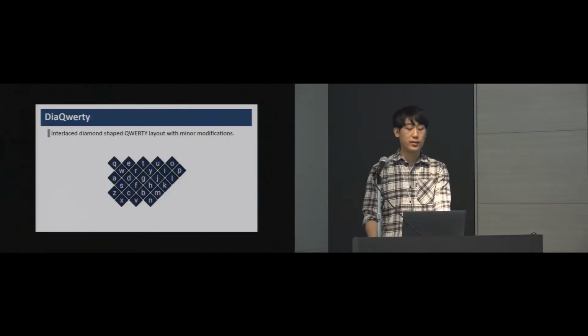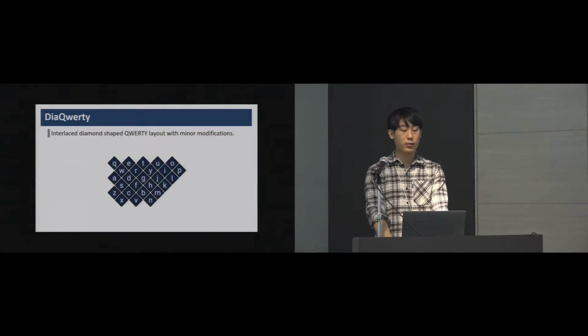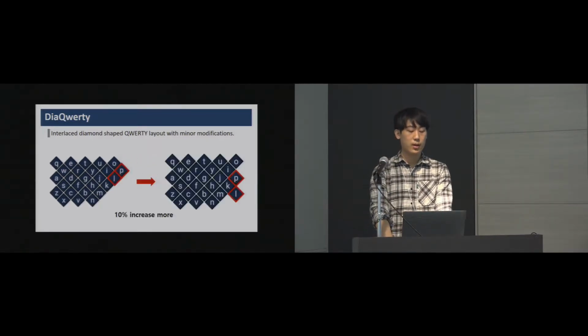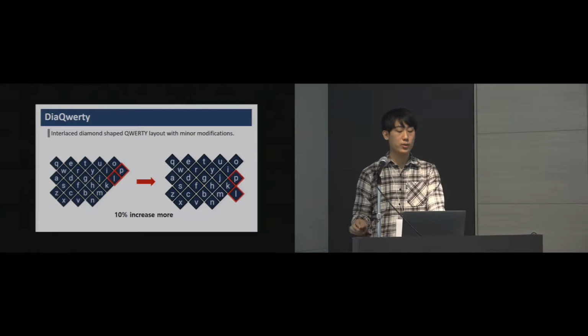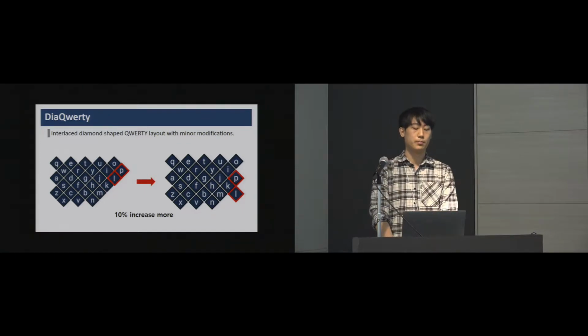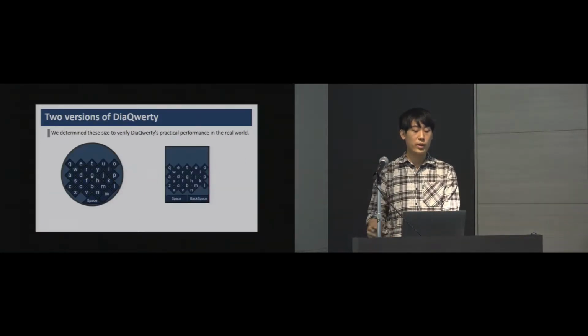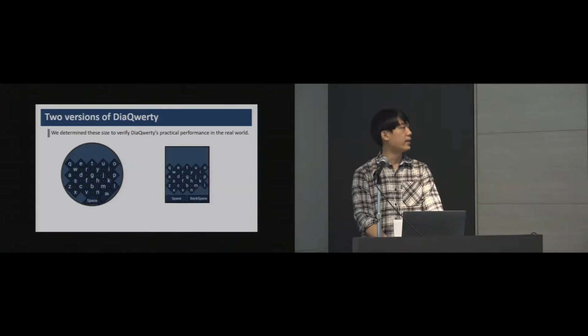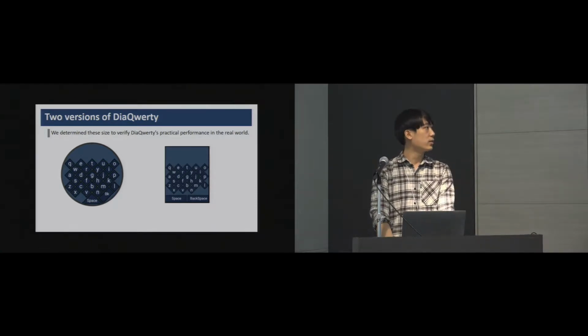So we designed the interlaced diamond-shaped QWERTY layout with minor modifications. We adjusted the positions of P and L to make a narrower layout. It might make users more confused, but we can increase the key size by 10% more. We named this layout DiaQwerty and designed 2 versions of DiaQwerty for the 2 most popular smartwatch form factors. One is a circle and the other one is a square.